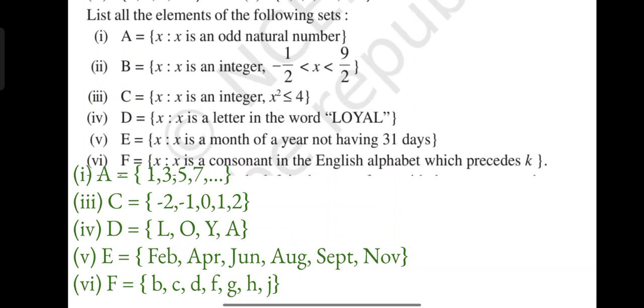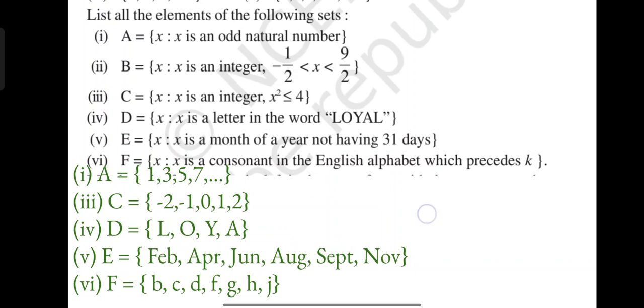Okay, and the next one is the set of all x such that x is a consonant. So what does a consonant mean? A consonant is a letter which is not a vowel. And what is a vowel? Vowels include a, e, i, o and u. So we can write all the English alphabet except a, e, i, o, u. But they specified one more condition there. What is that? It should precede k. So the letter should come before k. So we have to write all the letters before k, but except a, e, i, o and u. Then the set will be this one.